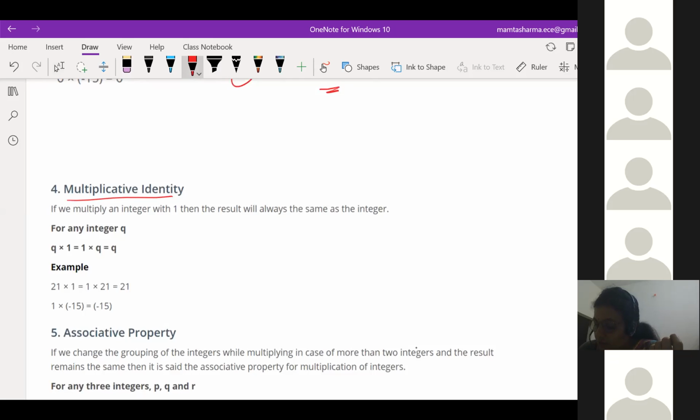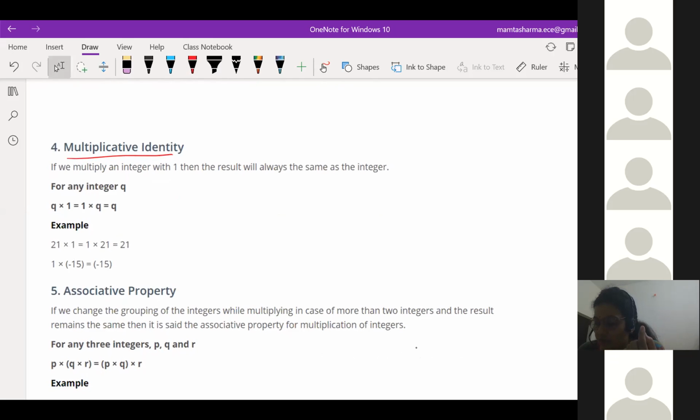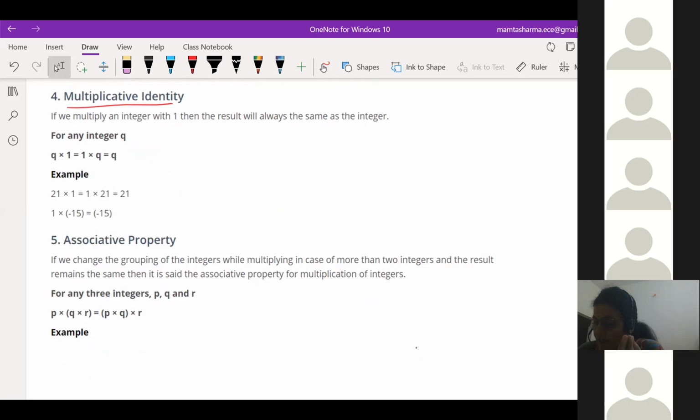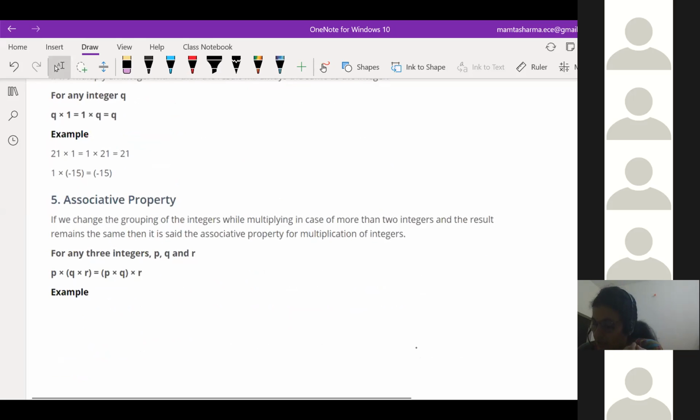Multiplicative identity. 1 is the multiplicative identity. If you multiply any number by 1, the number will remain. It is similar to additive identity because it gives the same number when we add or multiply. But the additive identity is 0. If we add 0 with anyone, the result would be the same. But here it is 1.